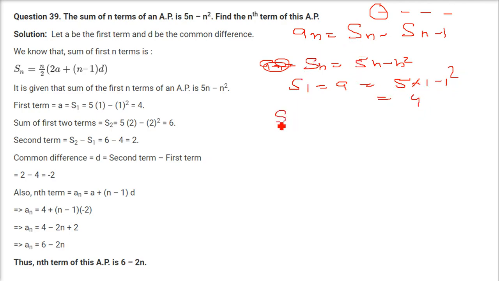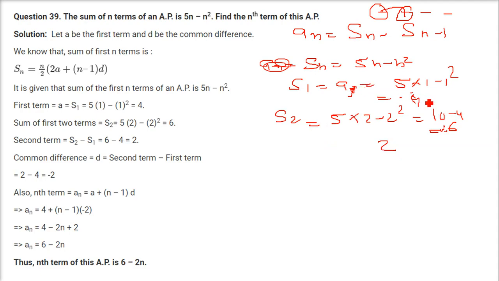Now what is the sum of two terms, that is this term and this term? Let us put 2 here: 5 into 2 minus 2 square, that is 10 minus 4, which is going to be 6. So this is the sum of two terms, but we have to find the second term. So we have to subtract the first term from this in order to get the second term: 6 minus 4, that is 2.